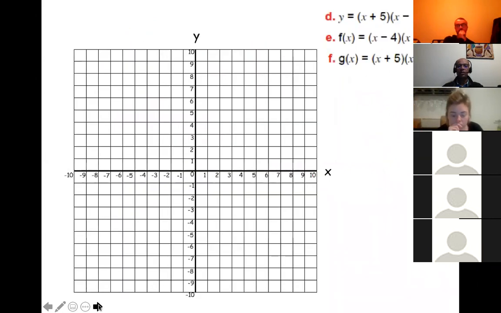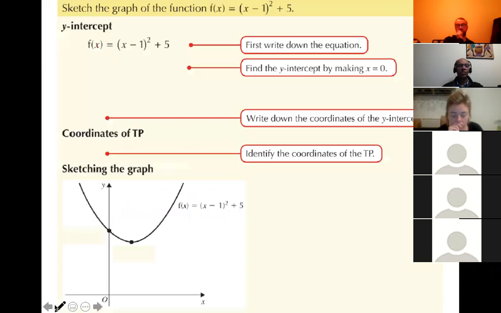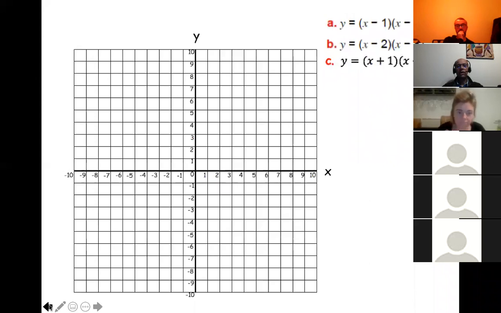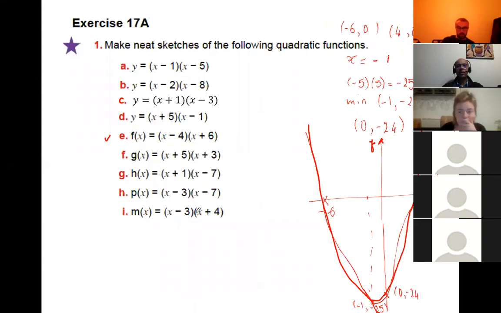So I've given you some grids anyway, so we can work with that next week. All right. And we'll call it a day.